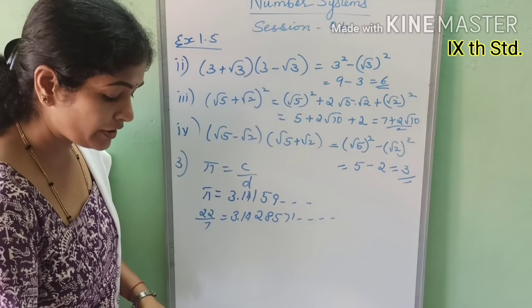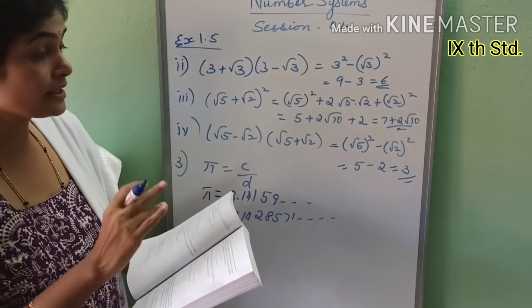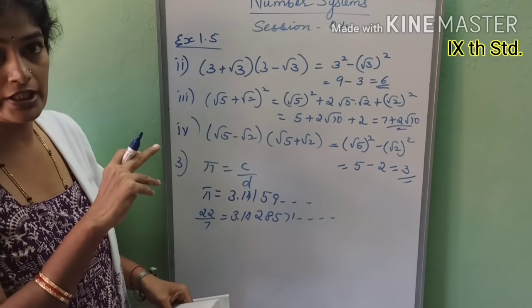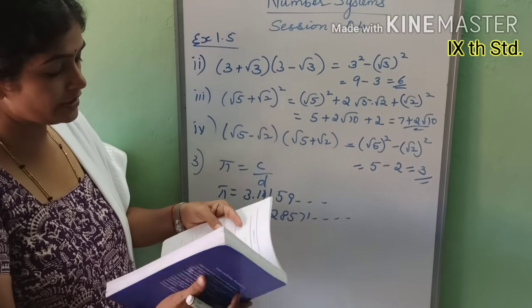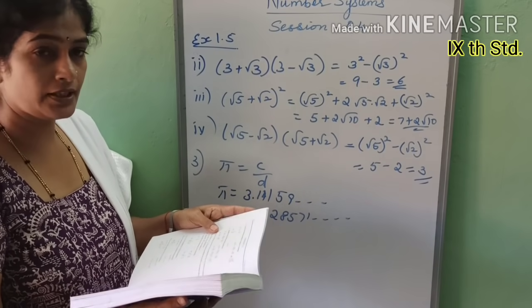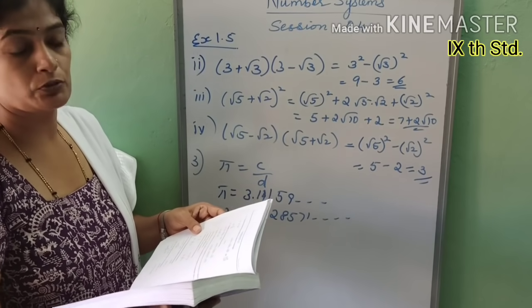Now moving on to the fourth. What does the fourth question say? It says represent root 9.3 on the number line, which we have told earlier how to represent. Instead of 9.3 we have taken 7.3 as an example. The same way you can do this fourth one also. Then moving to the fifth question.